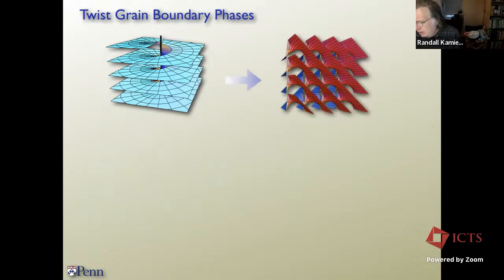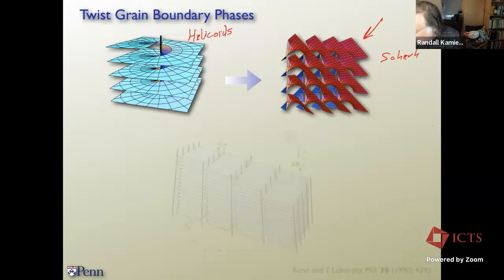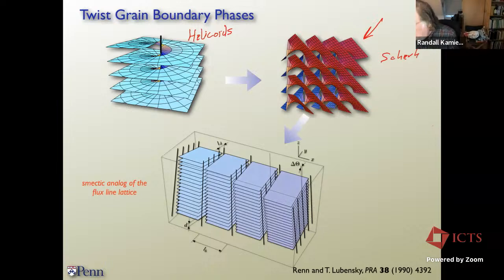Remember, I showed you that you can build a structure like this, Scherk's first surface, out of individual helicoids, like so. And you can then assemble them into a whole structure like this, where you have a domain, where you have a bunch of layers like this. So that was that lamellar phase, the red and the blue.